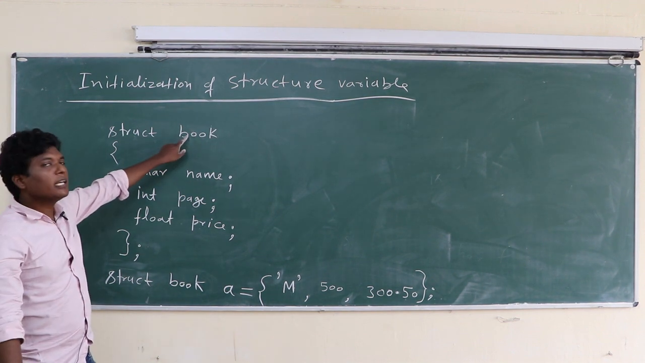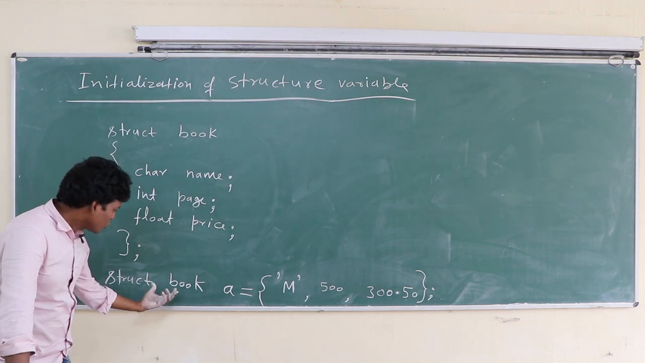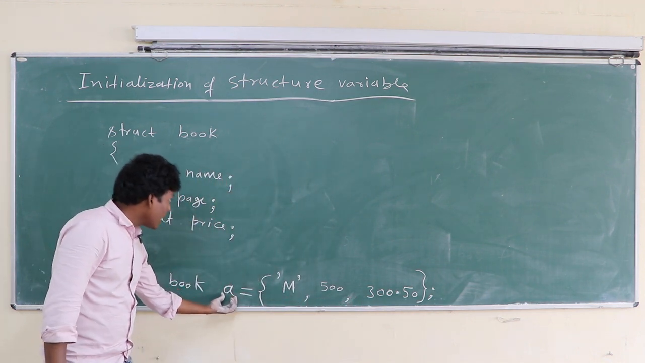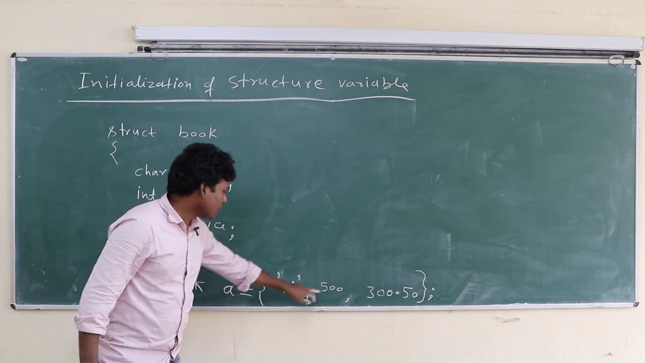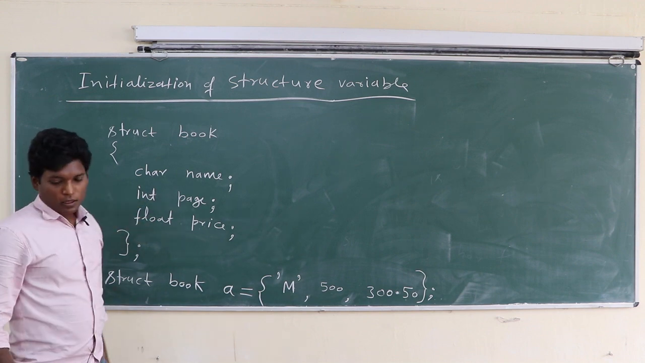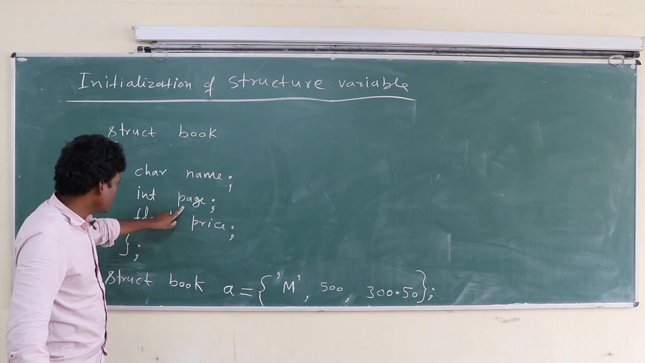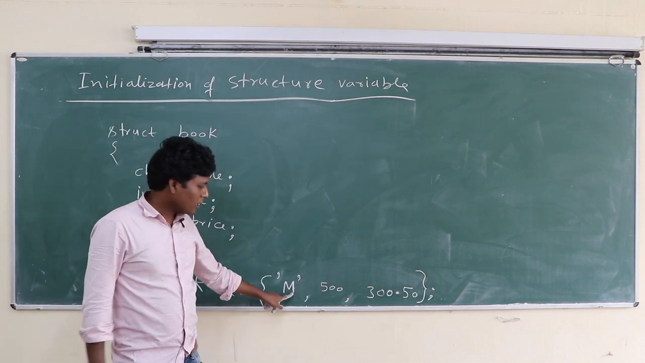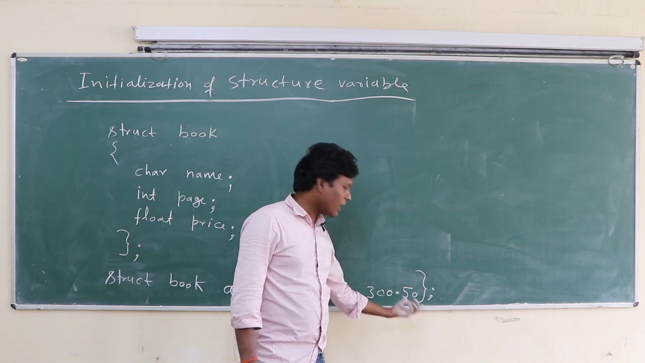So once again class, book is a structure name, a is a structure variable, struct book is a structure data type. So this is the data type, this is the variable and this is the constant. Okay class, a has 3 values because a is a variable of this structure. So first one is a character, second one is an integer, third one is a float. Basically here details of a book are mentioned. You can say book name, number of pages in the book and price of the book. So this is the float type, this is the integer type, this is the character type. So name of book is M, number of pages in that book is 500 and price of that book is 300.50.